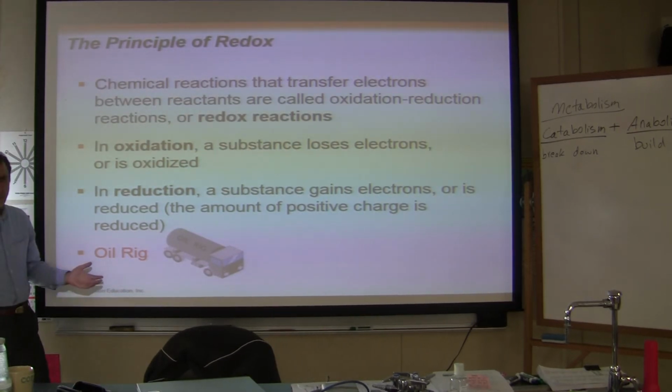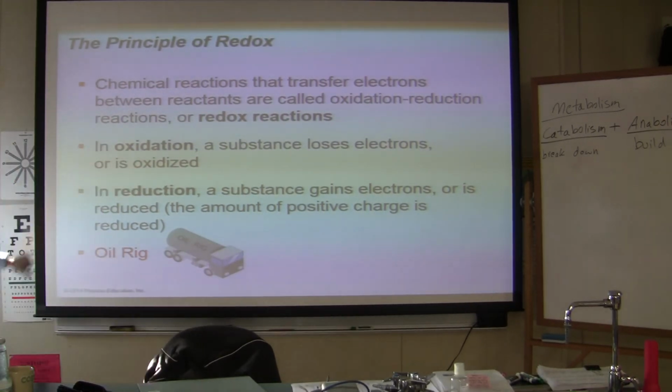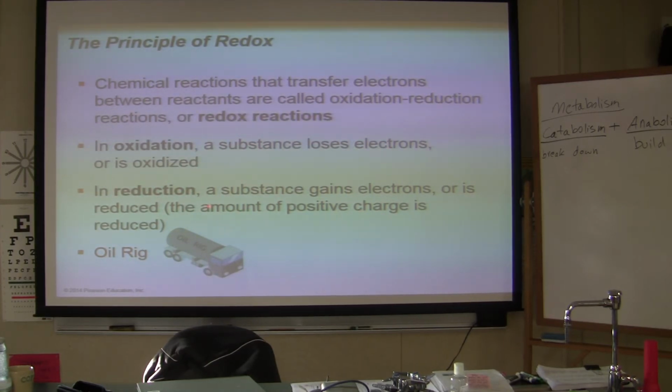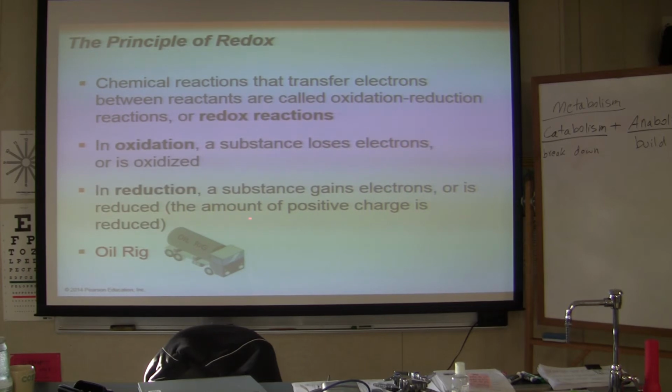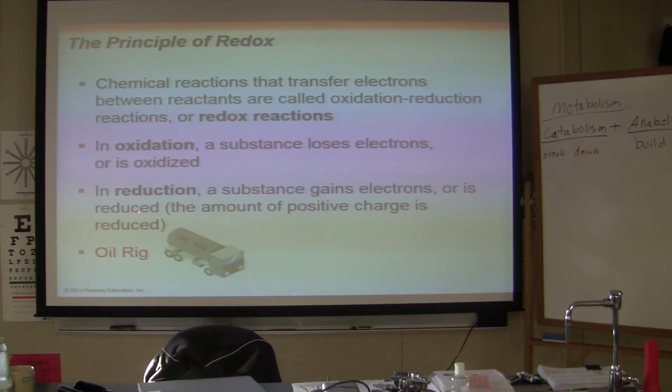So oxidation, when the electron is being gained... I hope it says it somewhere here. In oxidation, a substance loses electrons, is oxidized. And in reduction, a substance gains electrons, or it is reduced. When it gains electrons, it is reduced. The amount of positive charge is reduced. That's what reduced means. The amount of positive charge is being reduced on a molecule.